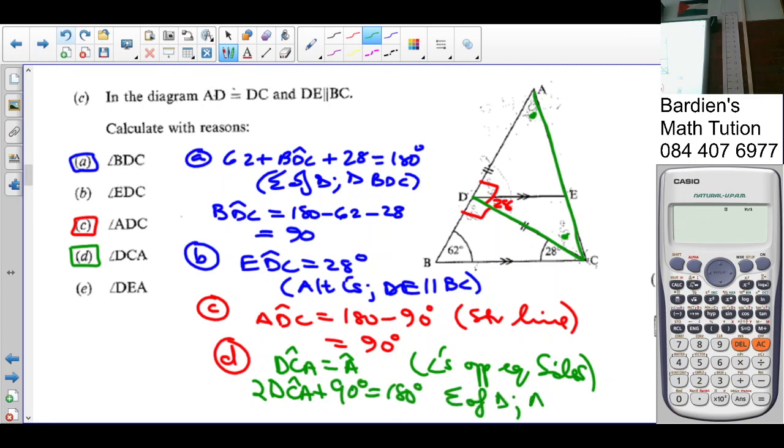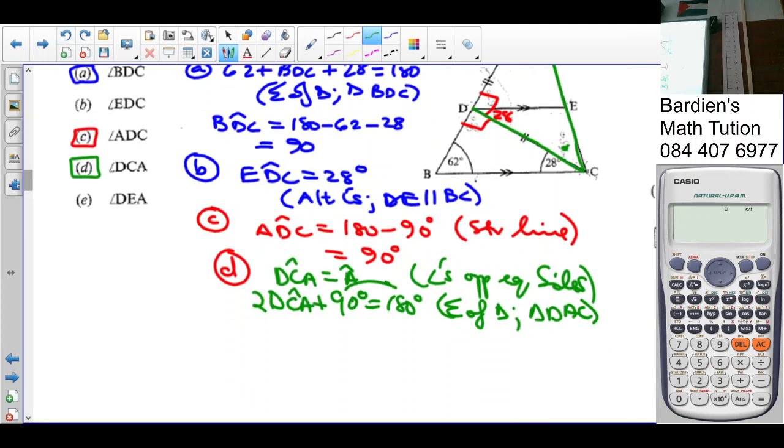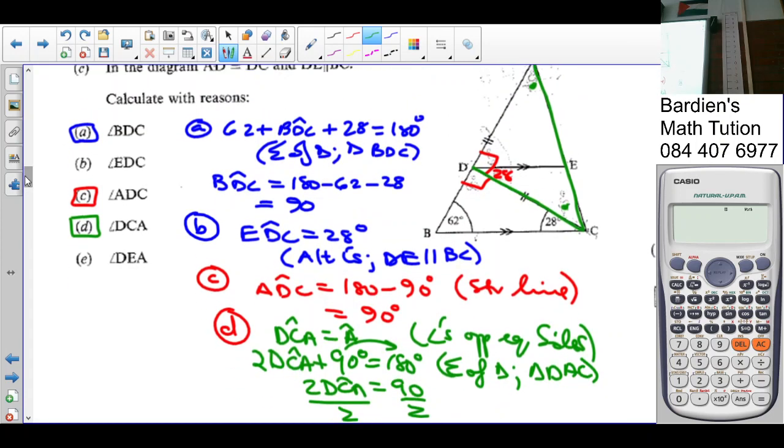And this triangle, DAC, again, you don't have to name the triangle. So I take 90 over the equal sign. It becomes 2DCA is equal to 90 degrees. Then I divide by 2 both sides. So DCA is equal to 45 degrees. You guys understand? So what I do now is I put 45 degrees on the diagram here, and 45 degrees, because I now know that is the same.